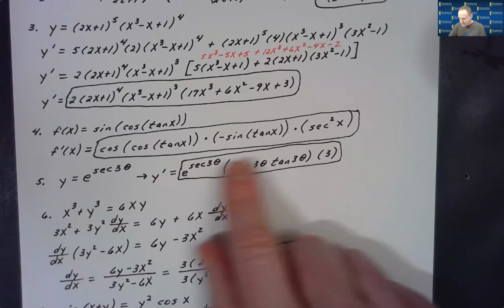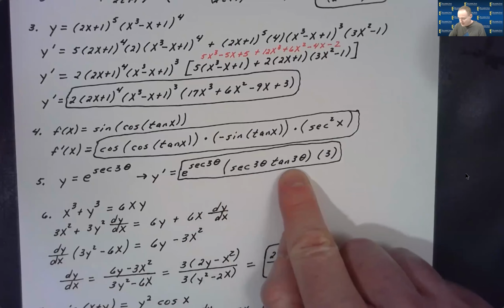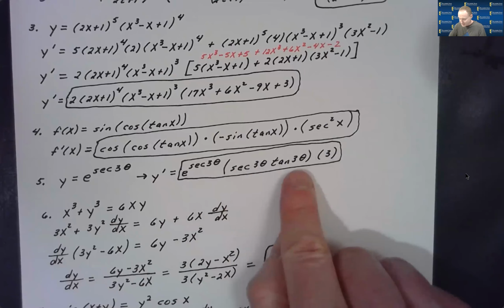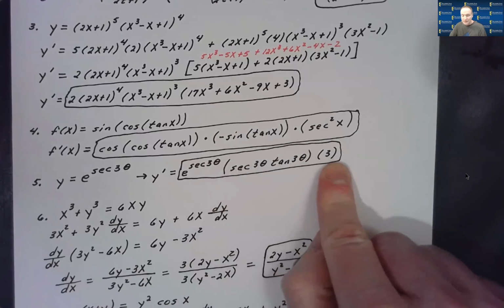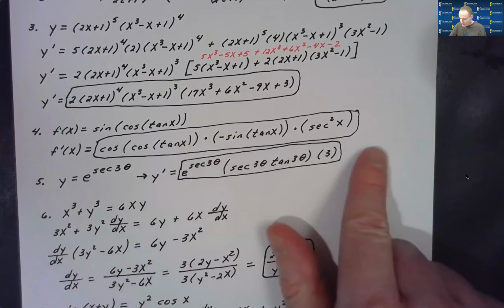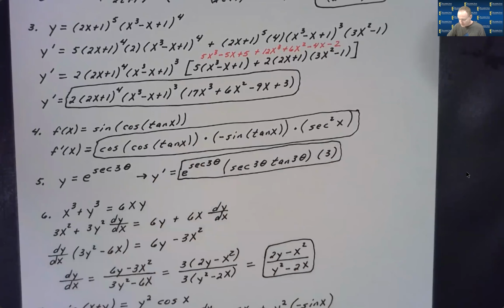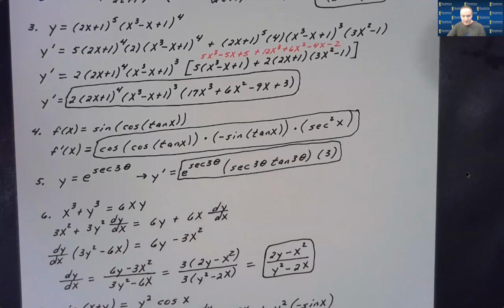So we say, times secant 3 theta, tangent 3 theta, not done, times the derivative of what was inside of that secant. And the derivative of 3 theta is going to be 3. This would be a fine way to leave your final answer. You could move the 3 out in front of your exponential function, but perfectly fine with it like this.